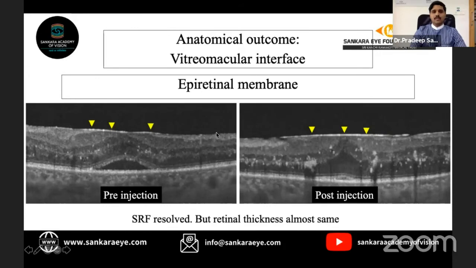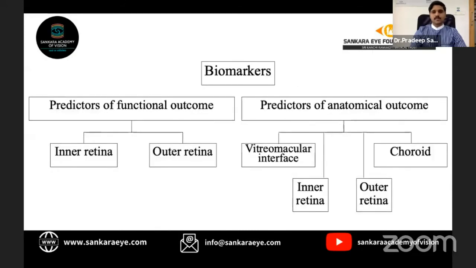Epiretinal membrane. Epiretinal membrane usually indicates presence of a tractional component, a tangential traction on the surface of the retina. Here we can see that in this case, though there is complete resolution of subretinal fluid post-treatment, the retinal thickness is almost the same. This is mainly due to the traction exerted by the epiretinal membrane on the inner retina. It would need a surgery to remove the epiretinal membrane.